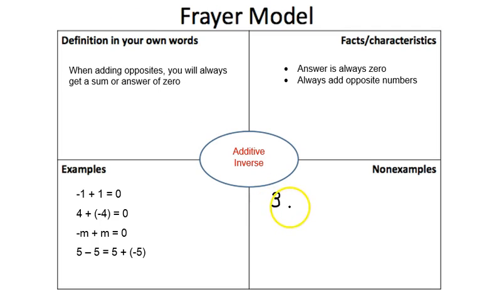Why does multiplication not work for additive inverse? 3 times -3. Those are opposites. However, the answer is not 0, it's -9. So that would not be additive inverse. Or let's try division. 8 divided by -8. Those are opposites, but the answer, or the quotient, remember we use quotient in math for the answer to a division problem, would be -1, not 0.